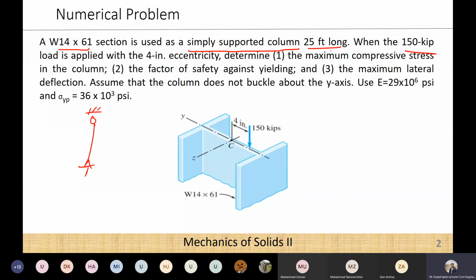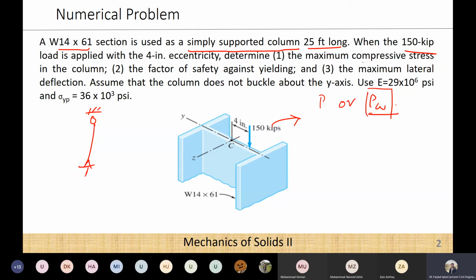So the load that is acting on the column. Now this column has already been designed, right? And can anyone tell me what is this load? P or PW? Anyone? So it would be PW, which is acting on the column. The load is applied and the eccentricity is also given to us, that is 4 inch.